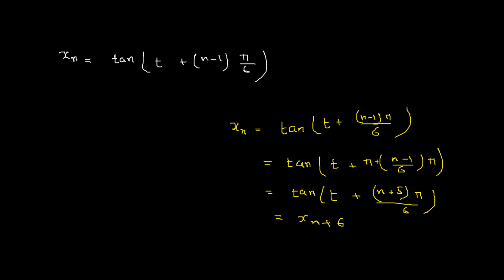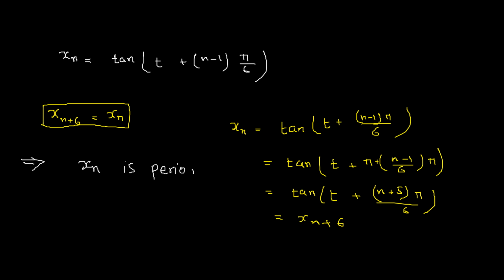So from here you have seen that we are getting x of n plus 6 equals xn. What it says is that the given sequence that we are discussing is periodic. So xn is periodic, and the second thing is that the period for this sequence is 6.